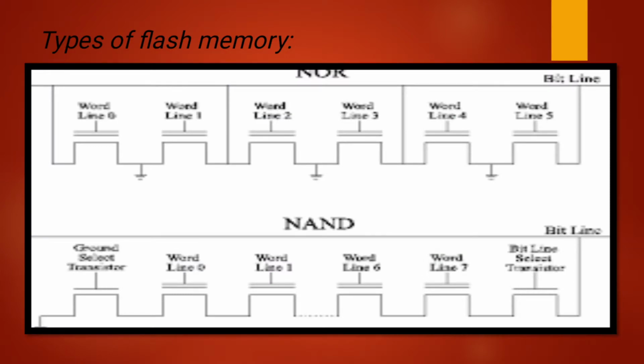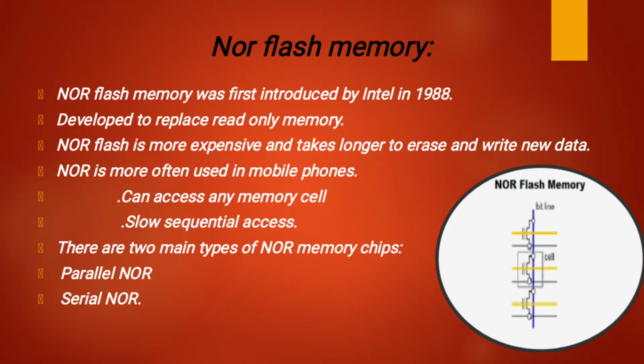Now I'll try to explain my topic, the flash memory, by its types. There are NOR flash memory and NAND flash memory. The first one is NOR flash memory. The very first question that arises in our mind is why the word NOR is used for this kind of flash memory. It's because it uses the NOR gate, and the NOR flash memory was first introduced by Intel in 1988.